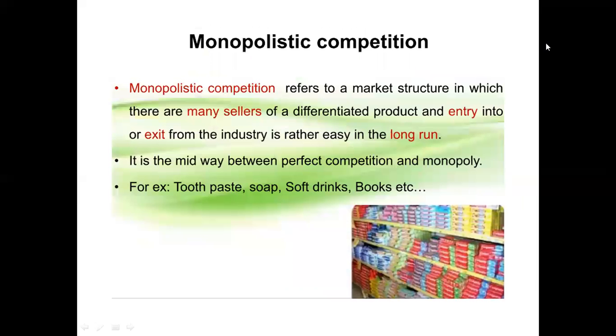Then we have monopolistic competition. It refers to the market structure in which there are many sellers of differentiated products, and the entry into or exit from the industry is rather easy in the long run. So it is a midway between perfect competition and monopoly, like toothpaste, soap.